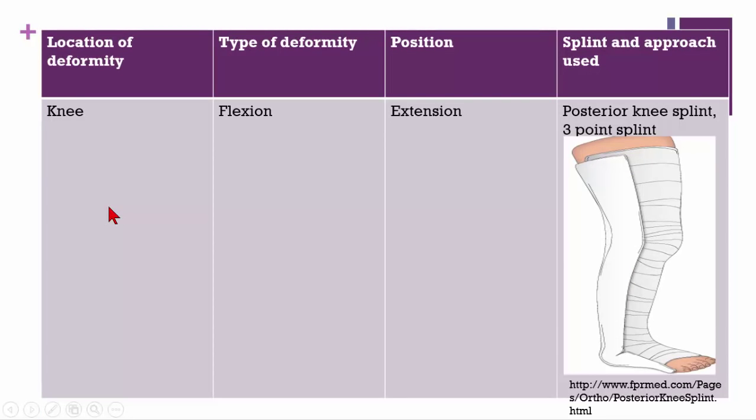Let's have a look at knee deformity. For them, they have knee flexion deformity, so we are going to keep their knee in extension. So a posterior knee splint we can use, or a 3-point splint we can use for this patient.